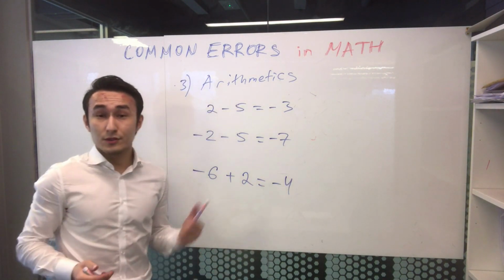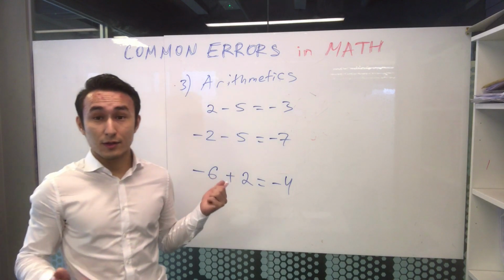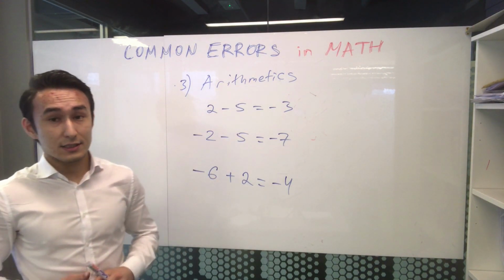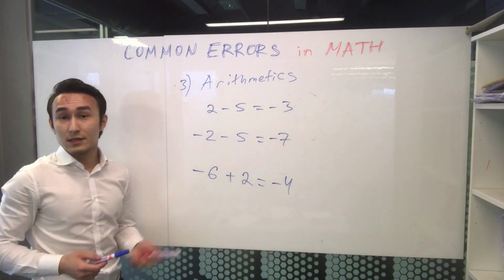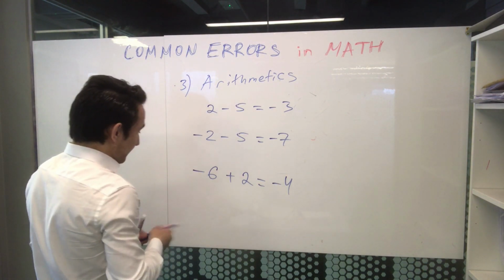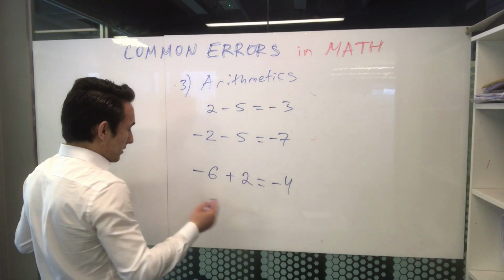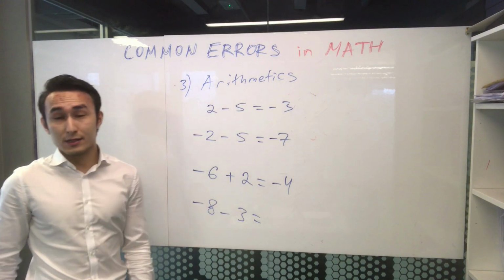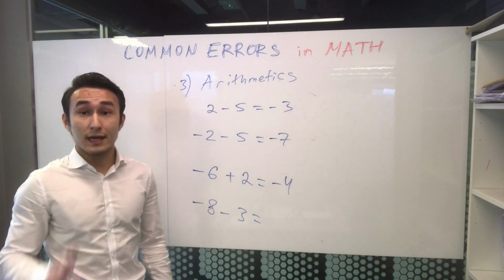Now a lot of you make mistakes, even good students make mistakes with these arithmetic questions, and you just need to memorize these examples and know how it goes. So for example, what is minus 8 minus 3? Minus 8 minus 3 will be equal to negative 11.